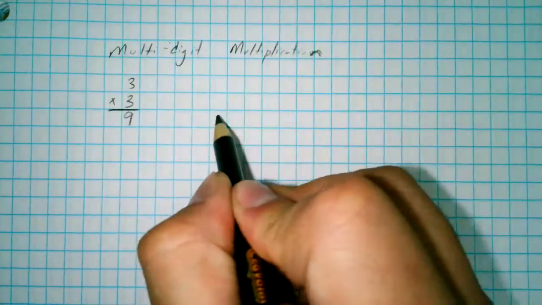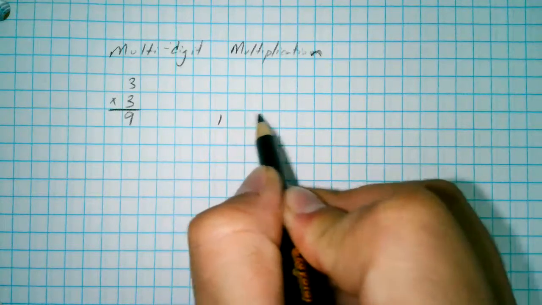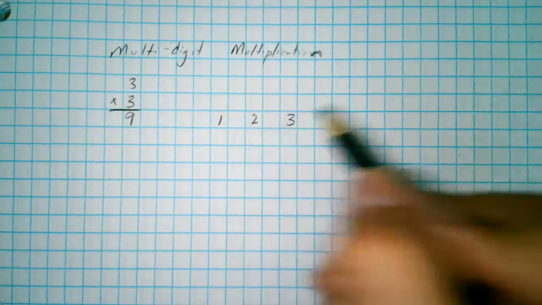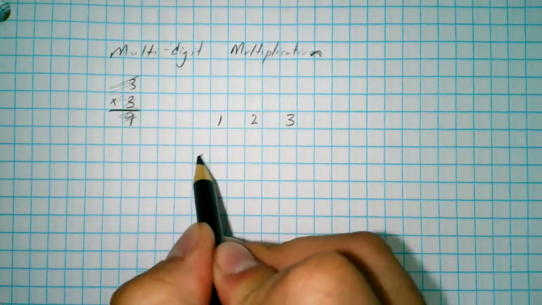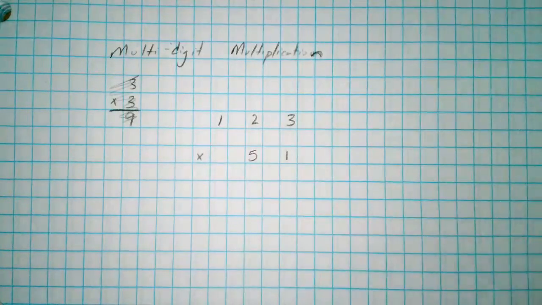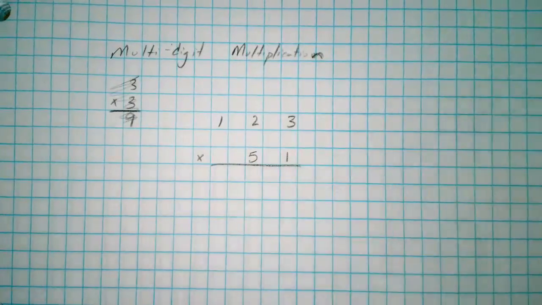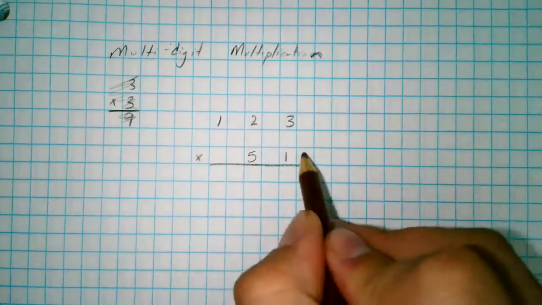So the first thing we're going to do is we're going to put 1, we'll even space it out a little bit, 2, 3. Okay, so we're going to get rid of this over here. Multiplied by 5, 1. Okay, pretty simple numbers. We should know our times tables of that. Okay, so first thing we're going to do is we're going to take apart this number right here. Okay, so we're going to bring it over here.